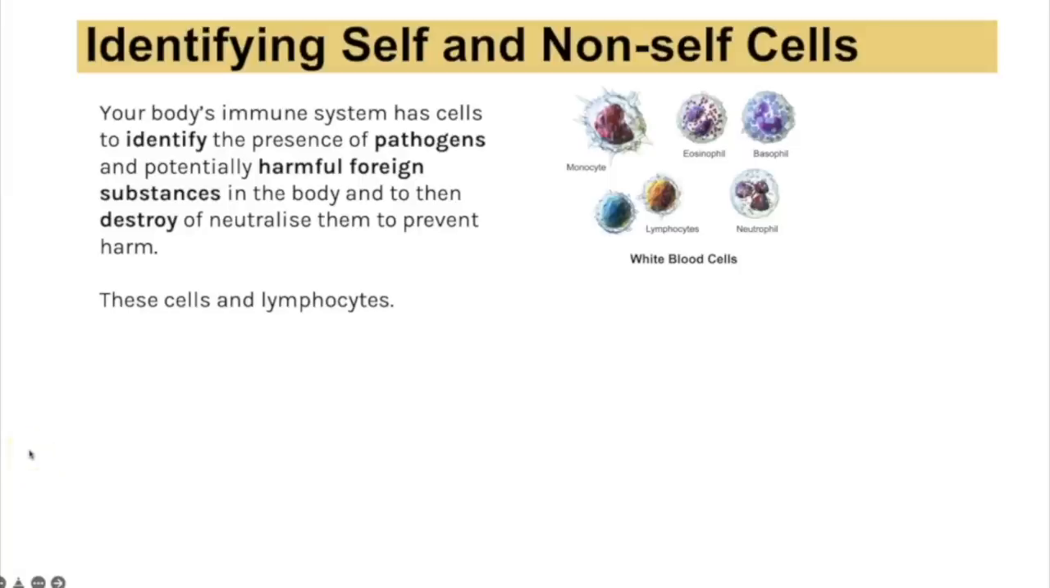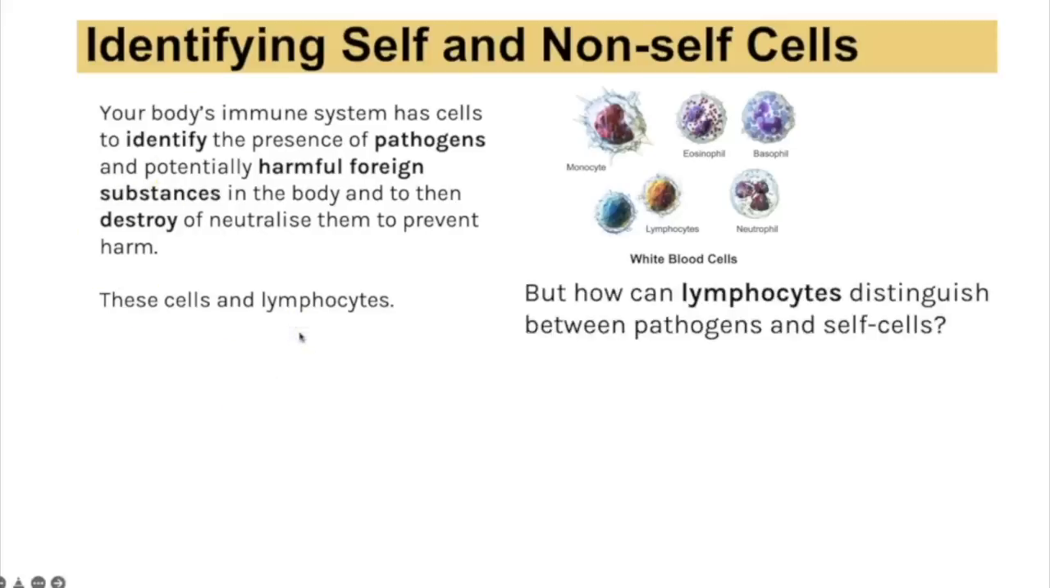The last section of topic 2 is all about immunity, and we begin by looking at identifying self and non-self cells. Your body's immune system has cells to be able to identify the presence of pathogens and potential harmful foreign substances compared to your own body cells. That's so it can destroy the foreign items and not your own cells. Those cells are called lymphocytes.